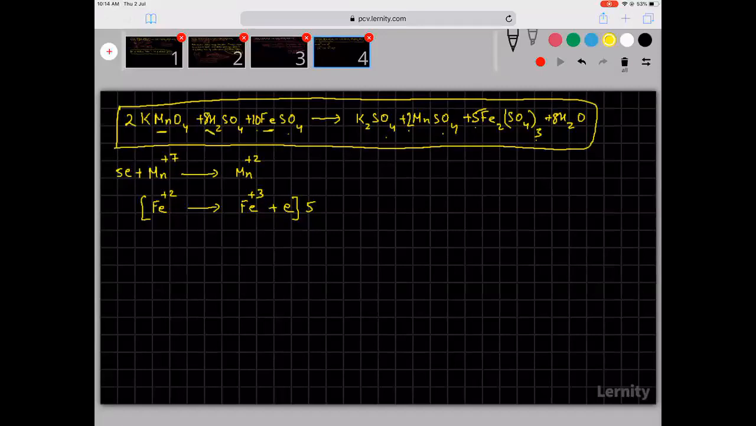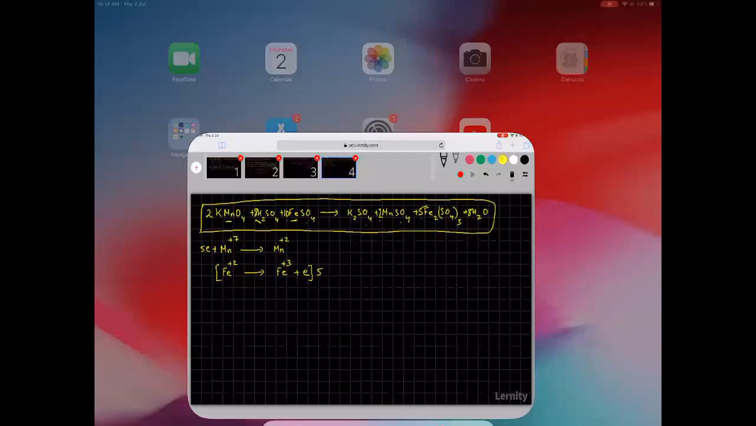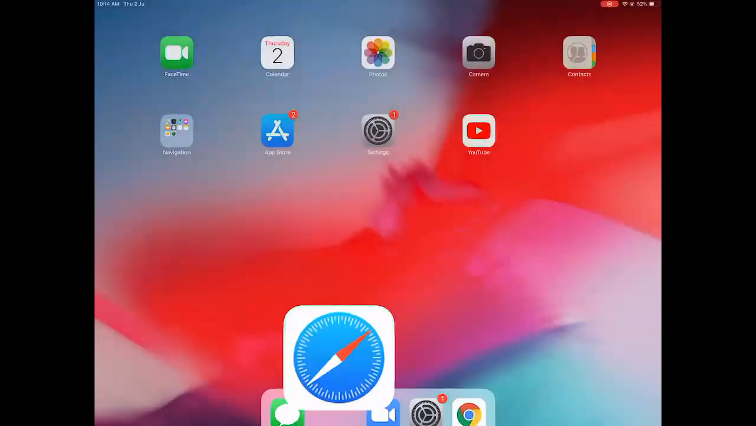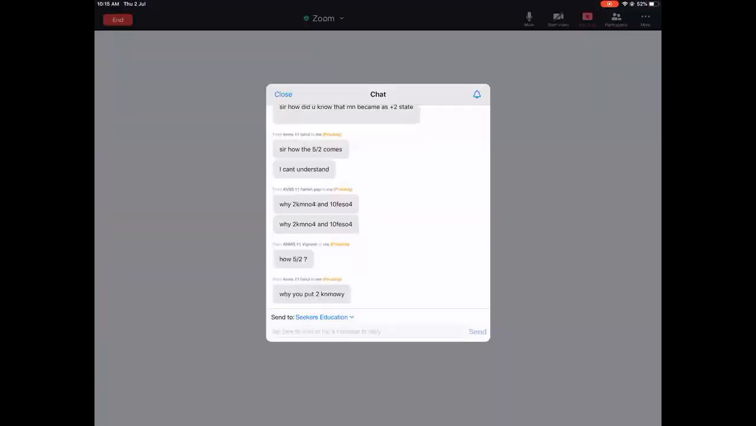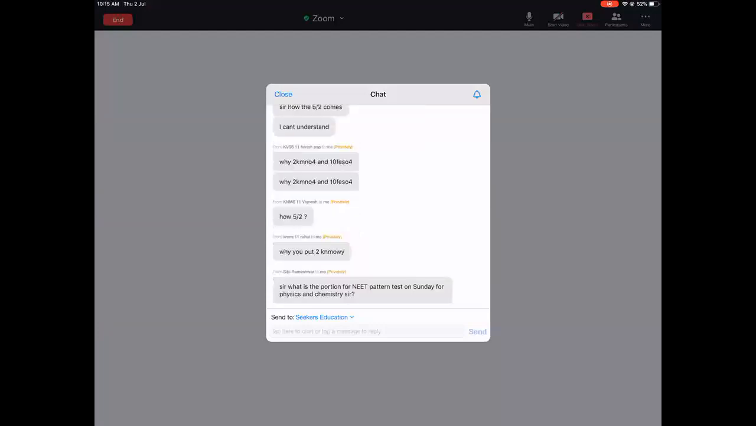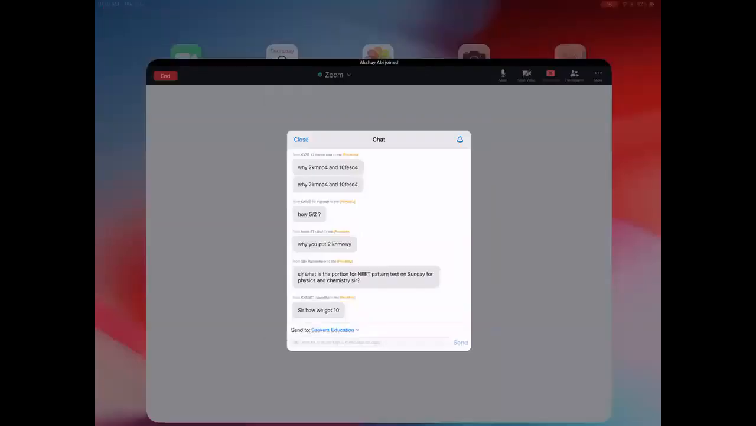This is fully balanced. So first, are you able to understand this? Why 2 KMnO4? I just now explained. How 5 by 2? Instead of asking me questions, please ask yourself.